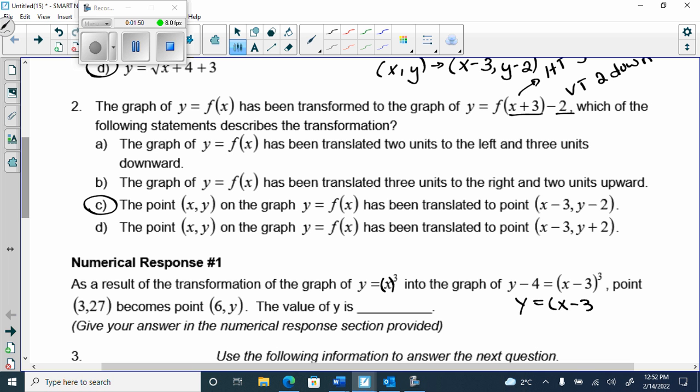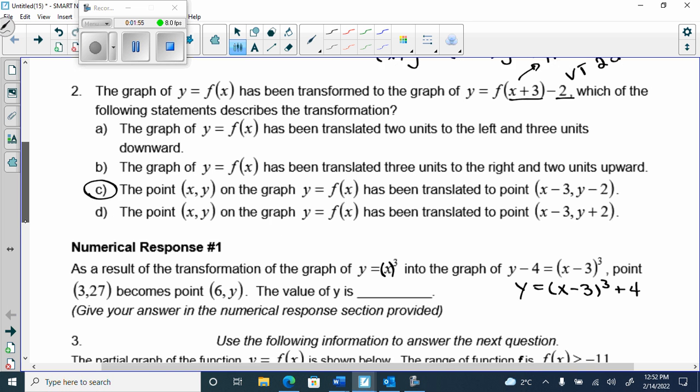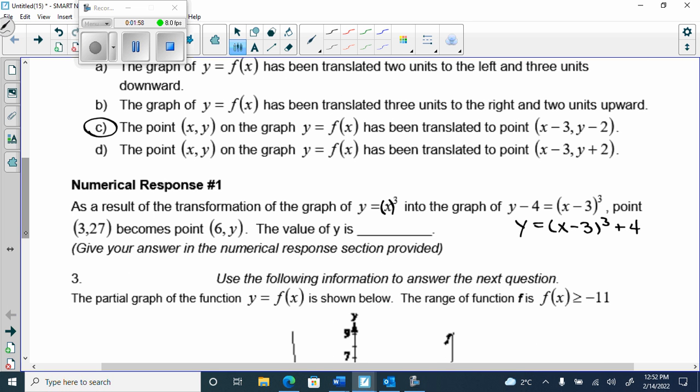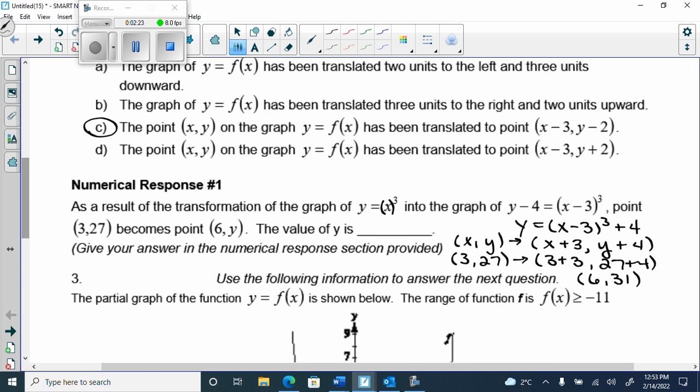So we have x minus 3 cubed plus 4, so the first thing I always do is move it all to one side set equal to y, and then I'm moving a coordinate. When I move a coordinate, I use mapping. So I'm going to get xy becomes x plus 3, because I'm moving it 3 to the right, and y plus 4, because I'm moving it 4 up. So I put in 3 and 27, and I get 3 plus 3, and then 27 plus 4, which is 6 and 31, and which one did they want? Y. So 31.